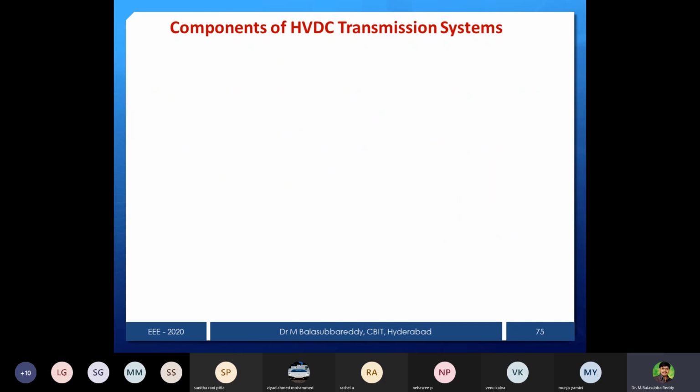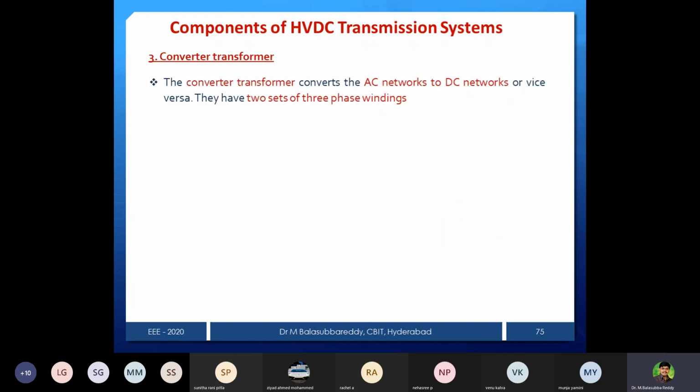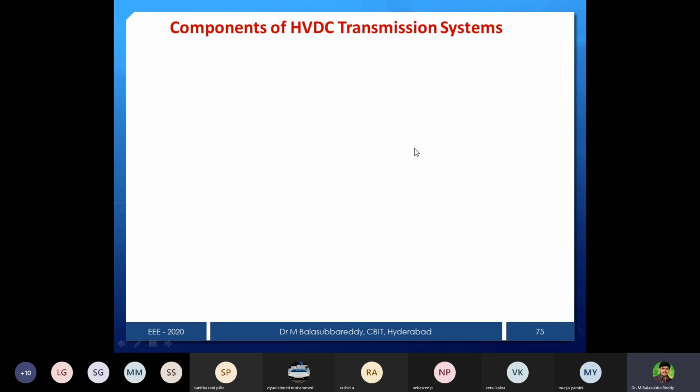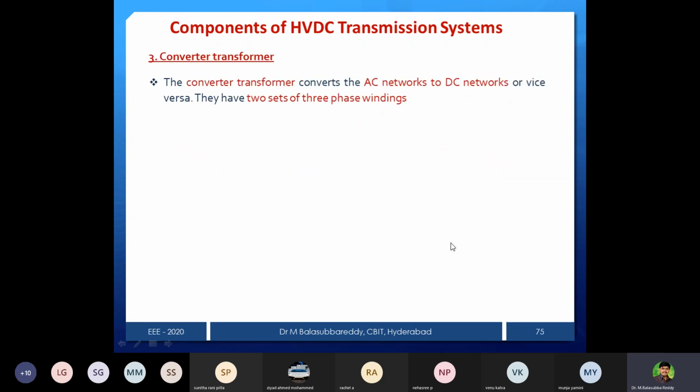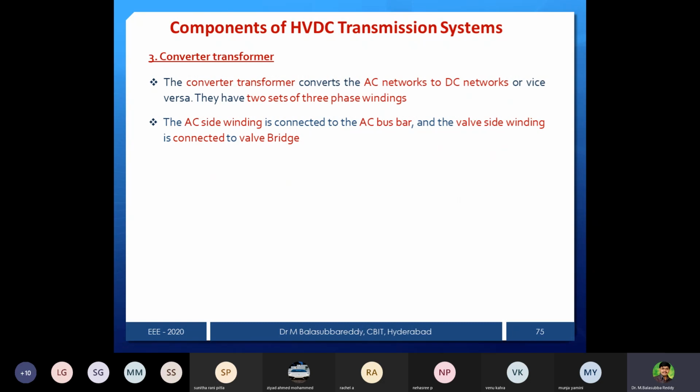And these converter transformers also, you can see that there is an AC network to DC network or vice versa. The converter transformer converts AC to DC side. In between there is a converter unit. There are two sets of 3-phase windings as we observed here. These are the transformers we can use in that HVDC system.